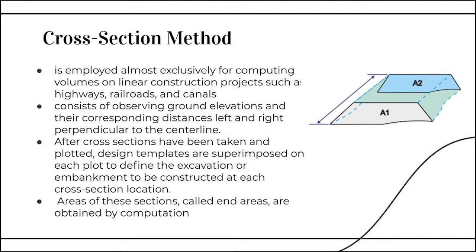The cross-section method is employed almost exclusively for computing volumes on linear construction projects such as highways, railroads, and canals. Cross-sectioning consists of observing ground elevations and their corresponding distances left and right perpendicular to the center line. Readings must be taken at the center line, at high and low points, and at locations where slope changes occur to determine the ground profile accurately. This can be done in the field using a level rod and tape.